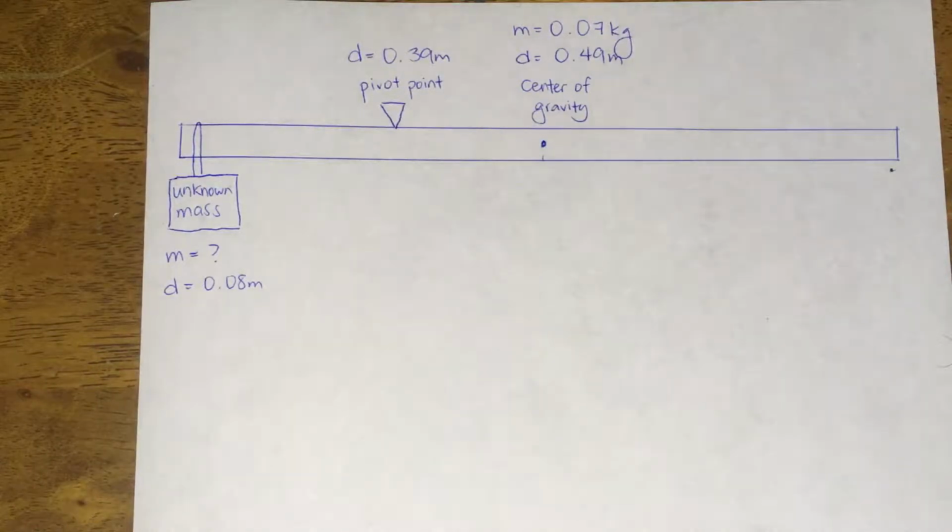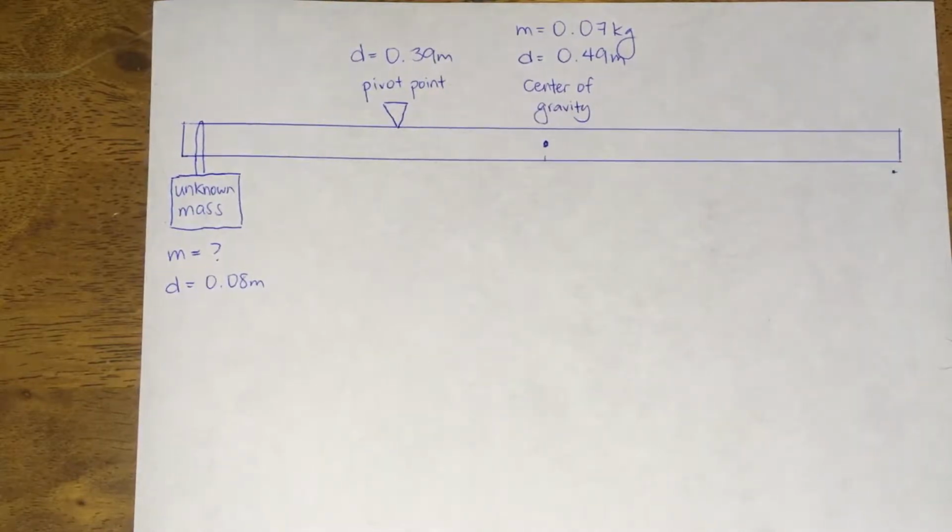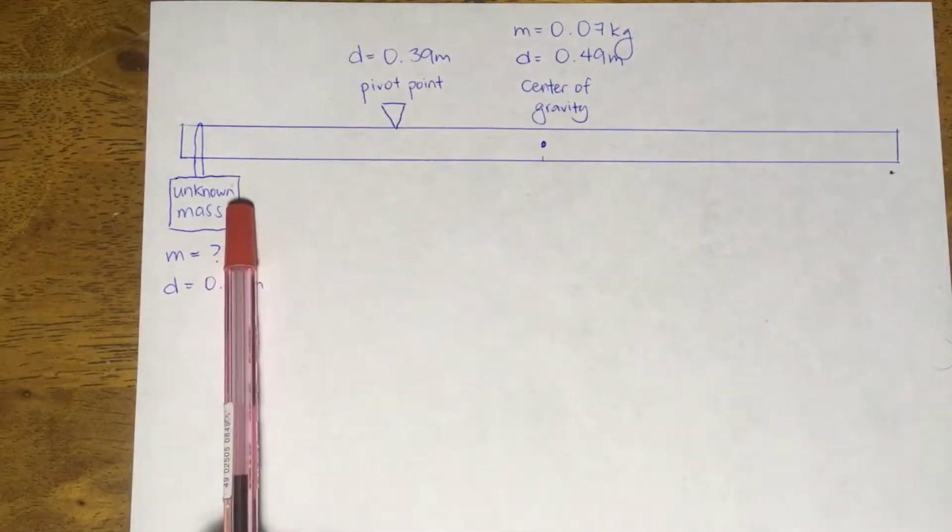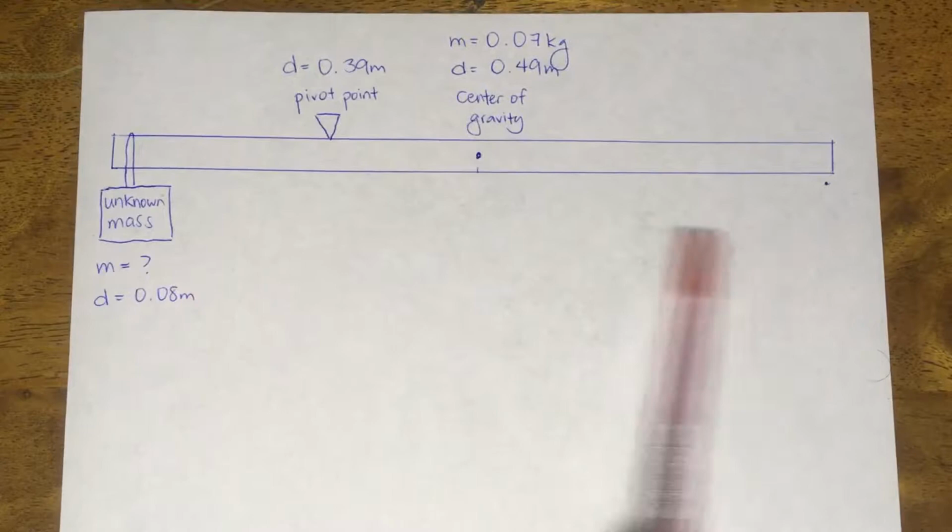Okay, hello everyone. Today I will discuss a sample problem based on the lab activity "Moment of Truth." In the Moment of Truth activity, you were given an unknown mass and asked to balance it against the mass of the entire meter stick.